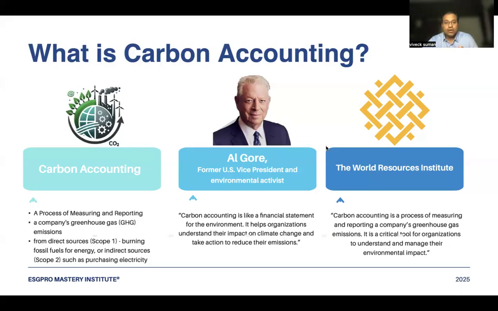Now, when it comes to Al Gore, he has given a quote that always understand carbon accounting like a financial statement of environment. Like company operations financial statement shows you their financial achievement. Carbon accounting shows you how much of de-achievement you have done by polluting the environment. That's what it shows, right? That's how he talked about. It helps organization to understand their impact on the climate change, and then eventually they take action to reduce their emission. That's what he said.